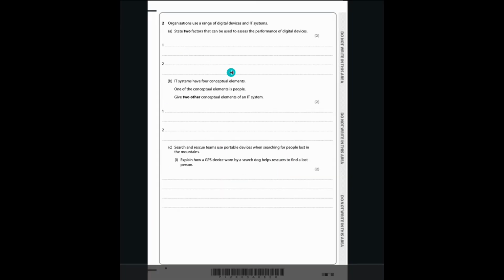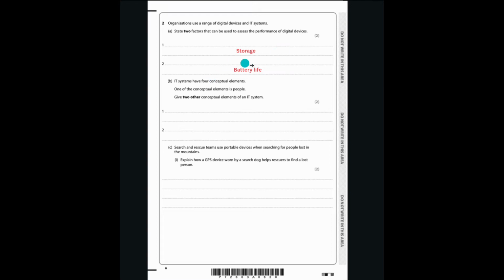So now we will start question number 2, which is: an organization uses a range of digital devices and IT systems. State 2 factors that can be used to assess the performance of digital devices. So how is the performance of digital devices improved? One thing is storage. If your device has more storage, your laptop or computer or mobile is much faster.